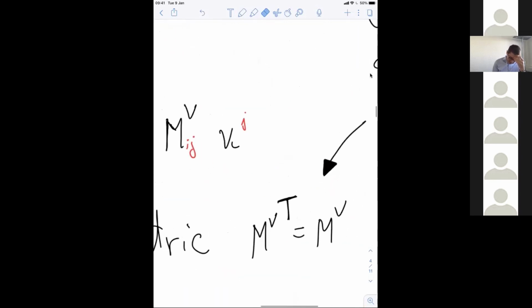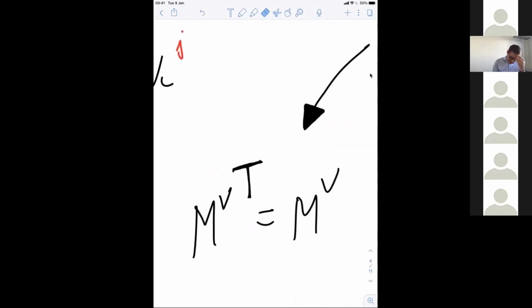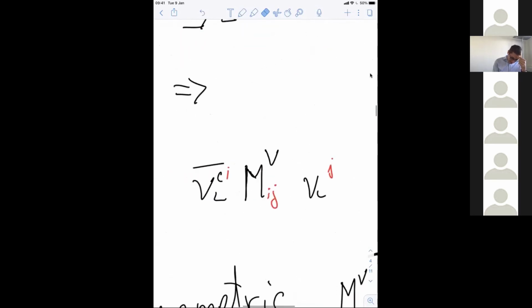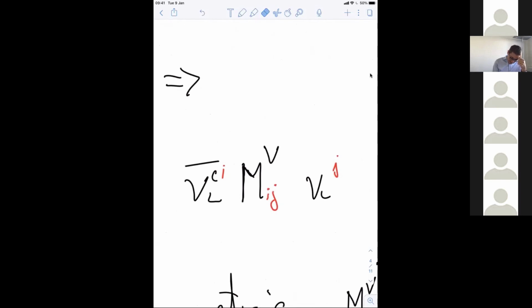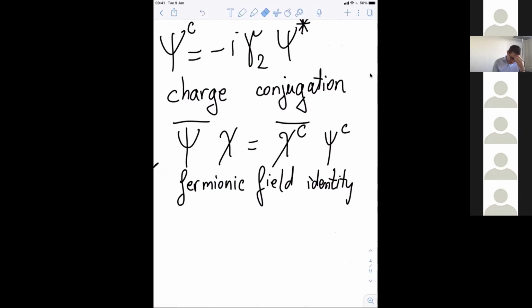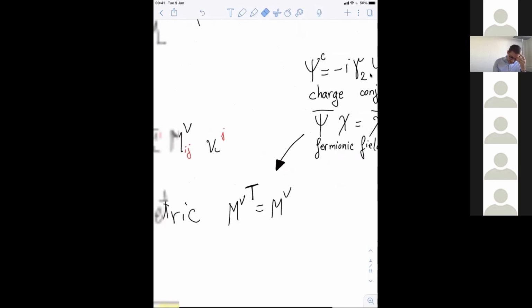In particular, it's a symmetric matrix, meaning that it is equal to its transpose. How do we know it's symmetric? Because basically you have charge conjugation and the bar, and the two cancel out. It's a property of the fermionic field. If you have this fermionic field identity, psi bar chi, you flip them, and it's chi charge conjugate psi charge conjugate. This fermionic field identity ensures that the Majorana mass matrix is symmetric. You can check this, maybe you do it later on.